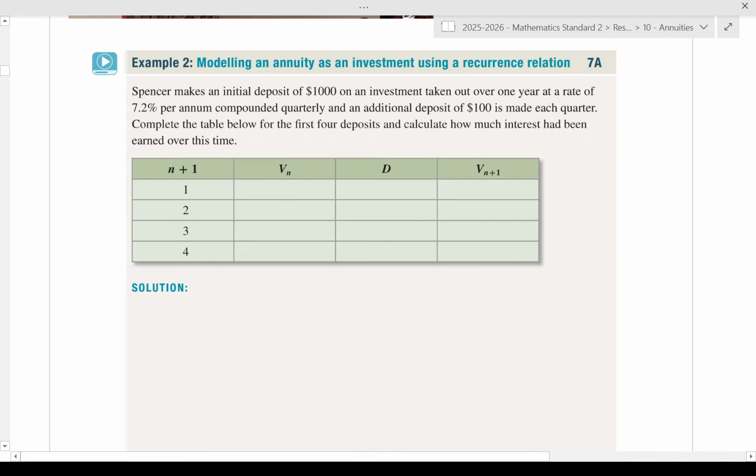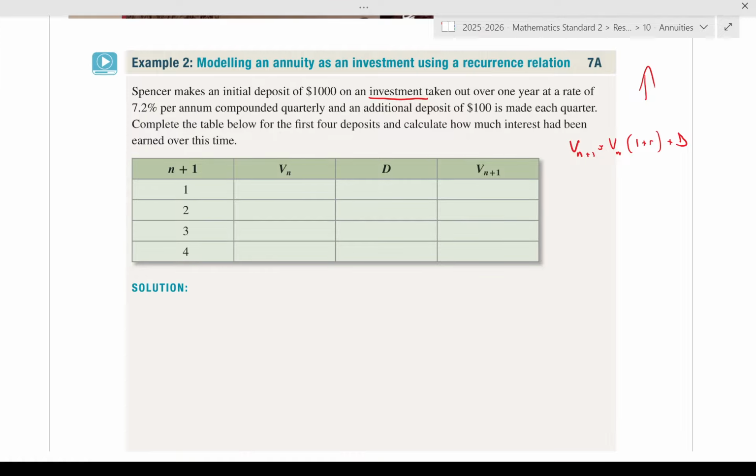Example 2. We are modeling an annuity using a recurrence relationship, so the same thing, but this time we've got a bit of a table. Spencer makes an initial deposit of $1,000 on an investment. We're still going to fit it into that same formula, Vn plus 1 equals Vn times (1 plus R), and this one is plus D because it's an investment. In other words, our value is going up rather than down. With the loan, it was a minus D because we were coming down.